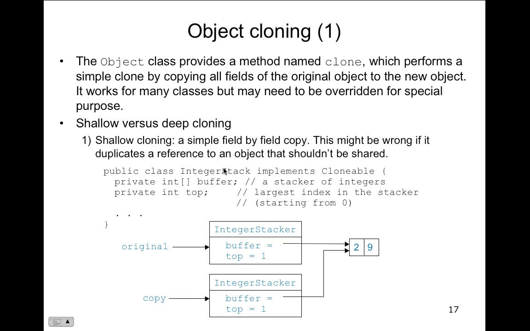So here we have public class IntegerStack that implements Cloneable as an interface. And we have an array buffer. We have a stack of integers. So some code in there. We have the original. We have the copy. And the copy is just a sheer copy of the original. It's just this concept of the simple fields being copied, the data members being copied.